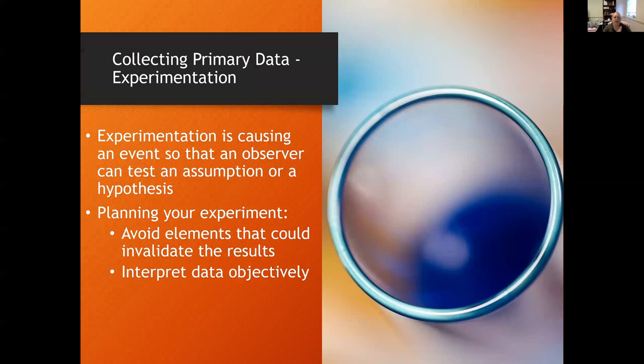Next, a different way to collect data is by experimentation, and this, I believe, is the one that we're all used to. Experimentation is causing an event so the observer can test an assumption or hypothesis. This is what we did all through middle school and high school in our science courses, right? Planning the experiment, avoid elements that can invalidate the results, and make sure that you do interpret data objectively.